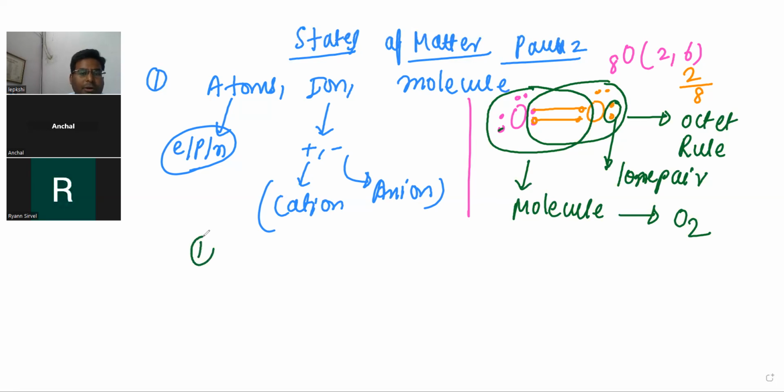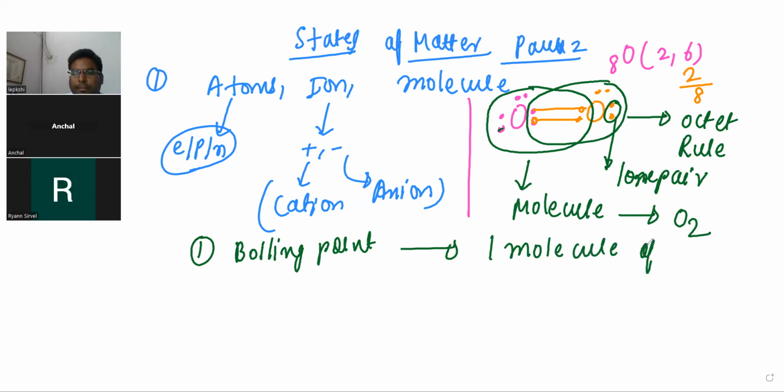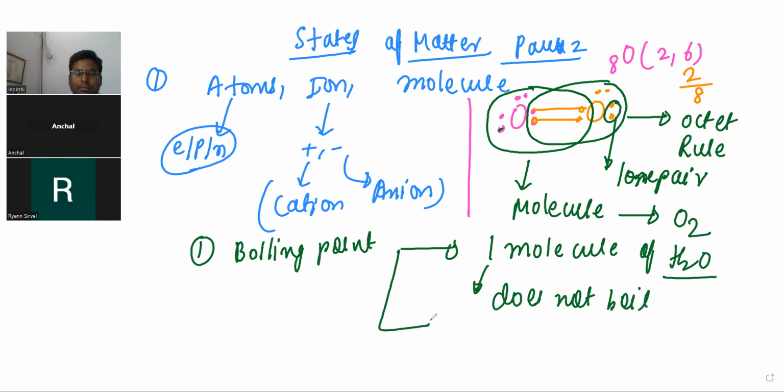Now, an individual molecule of a liquid doesn't boil. Right? So it is talking about boiling point now. Suppose I am taking a single molecule of water, right? So it doesn't boil because only one molecule is there. So it requires bulk quantity, right? A collection of water molecules has wetting properties, and for boiling, we require bulk.